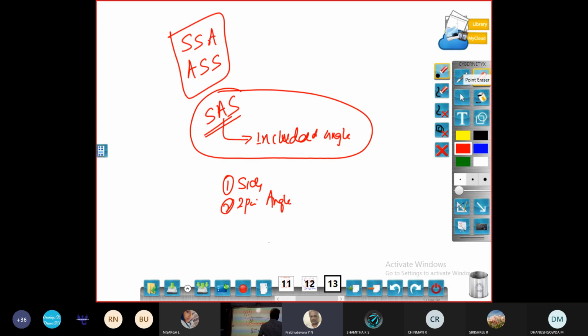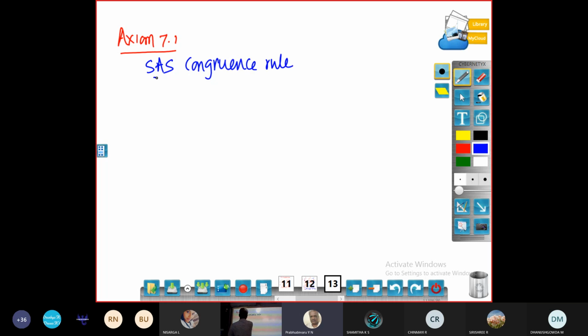Is it clear to all of you? So you can write this as Axiom 7.1. It is also called the SAS congruence rule. So what is the statement of the SAS congruence rule? We will write this down. Two triangles are congruent.